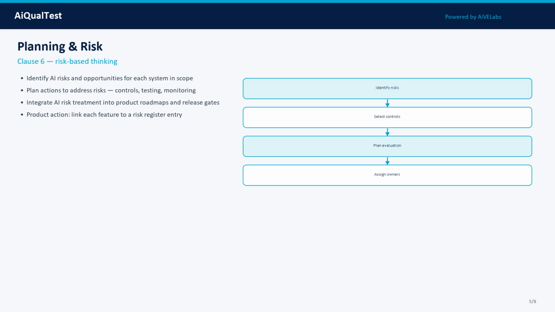Clause 6 is planning. Identify AI risks and opportunities, define controls, and plan how to address them. For product teams, this translates into risk registers tied to features, data flows, and evaluation criteria before production.